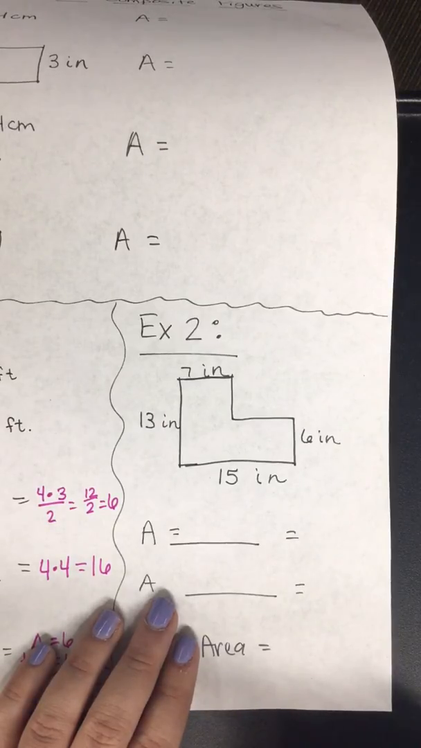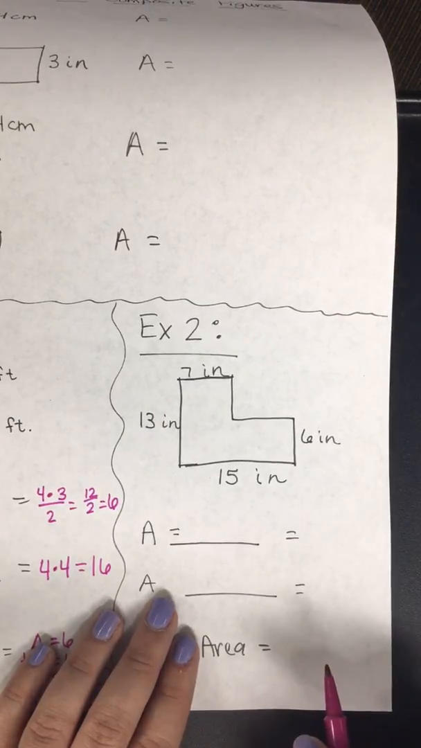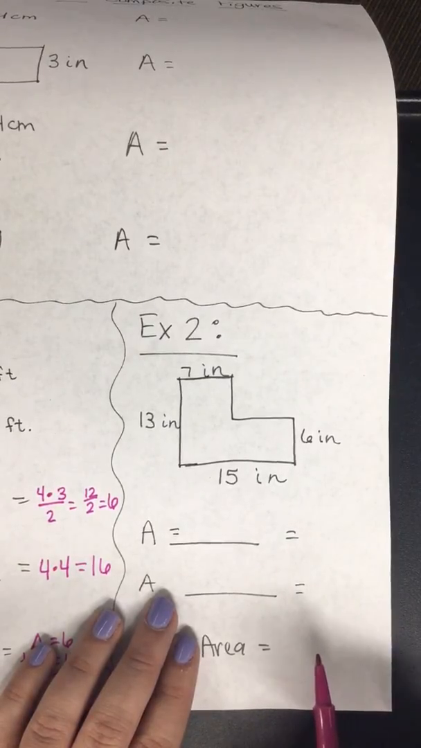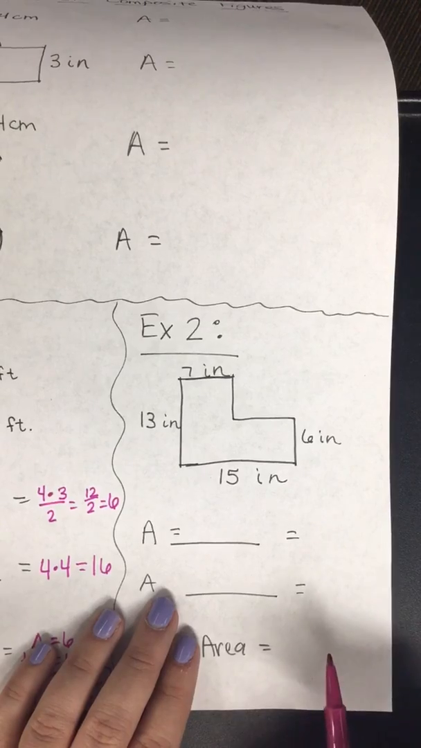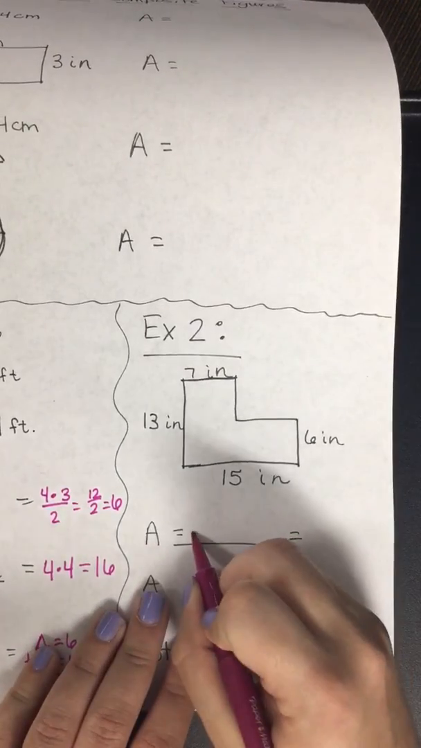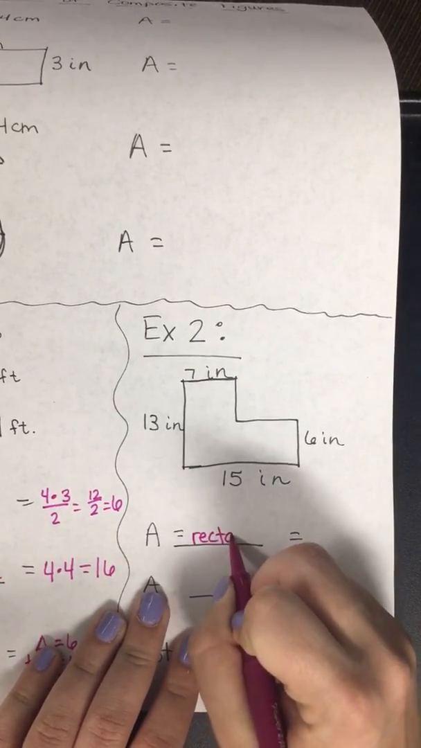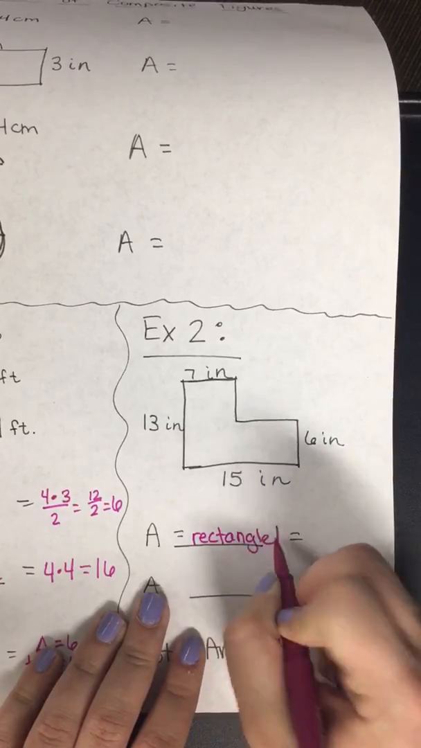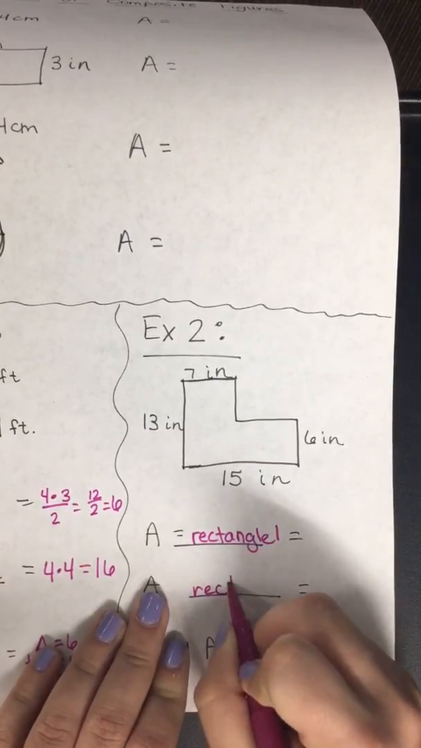How do we know it's a square? Nope, there are no squares. If we cut this, it's not going to make a square. It's going to make 2 rectangles. So we're going to do rectangle 1 and rectangle 2.